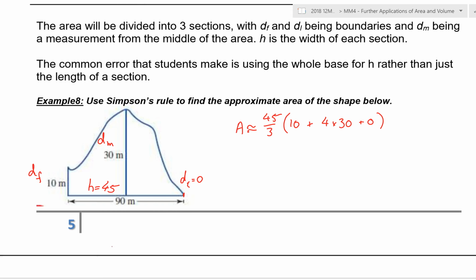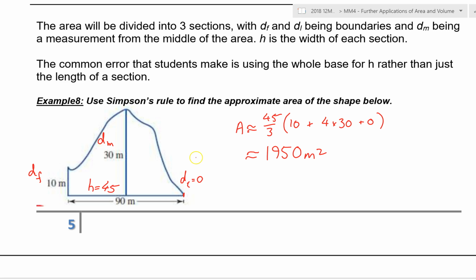Yep, and I get approximately equals to 1,950 square meters. Yep, the area of that is approximately 1,950. You know how you can sort of satisfy yourself that you haven't made a big mistake? I like to look at a rectangle drawn over that.